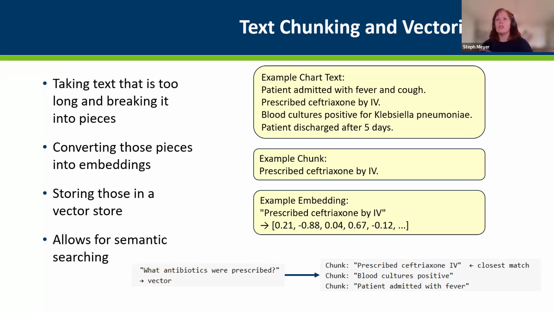So a normal keyword search is going to look for exact words. You might ask something like, what antibiotics were given? And the chart says ceftriaxone IV was started on such and such a date. The keyword search is going to fail because the word antibiotic isn't there. But embeddings can understand the semantic similarity. So ceftriaxone, antibiotic, antimicrobial, these are all related concepts, and the chunk can get retrieved. That's what we mean when we say semantic searching.